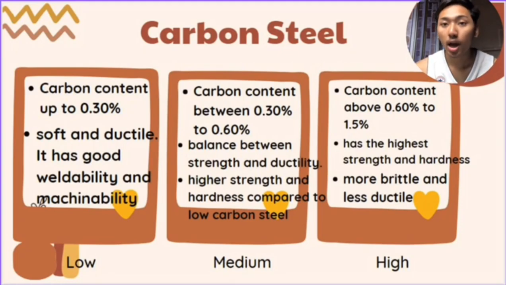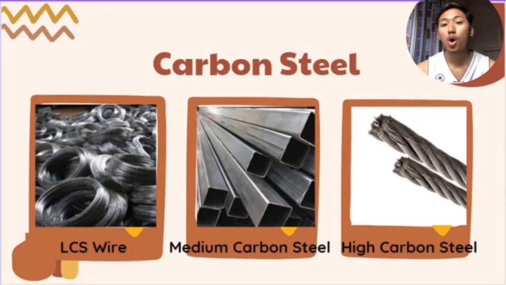And for the last one, high carbon steel, the carbon content is above 0.60% up to 1.5%. The characteristic, it has the highest strength and the hardness, which is it has a more brittle and less ductile compared to the others. And this is the example for the three types of carbon steel, which is low, medium, and high carbon steel.